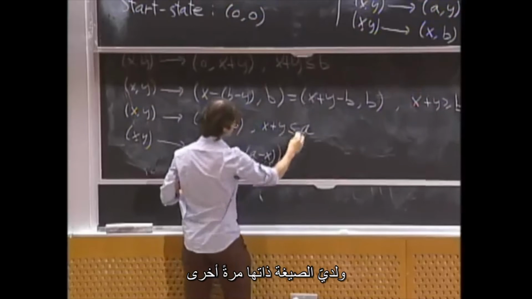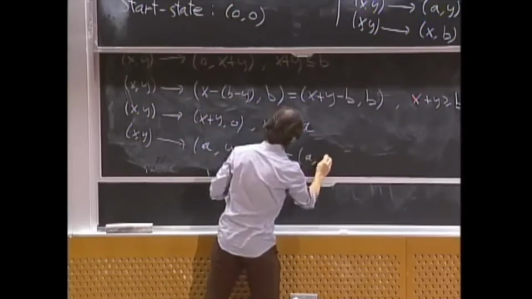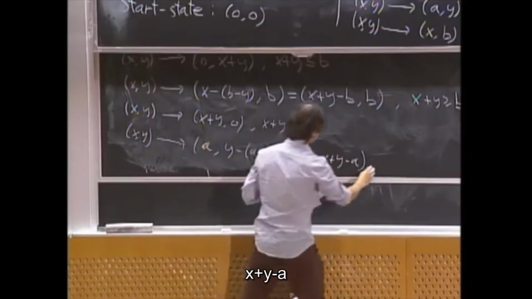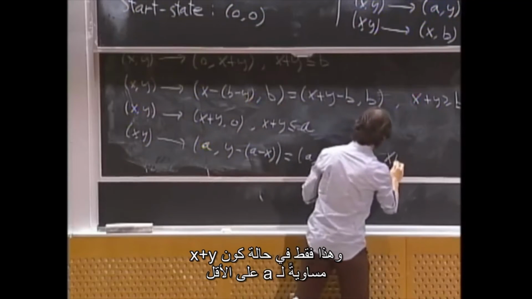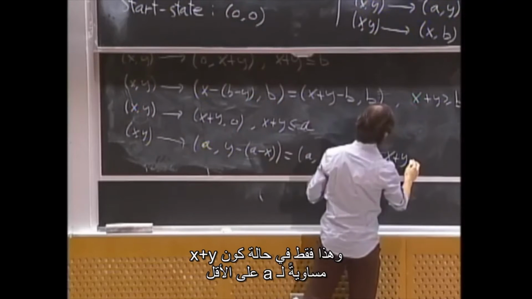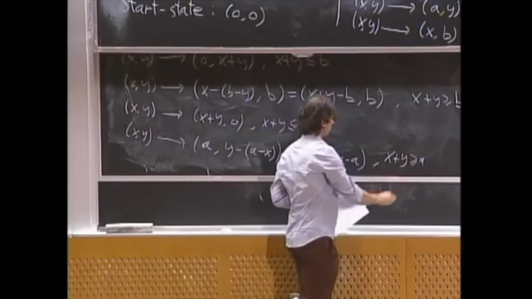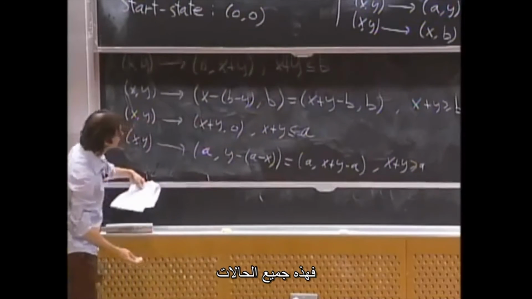And we again have a similar formula, but it now looks a little bit different. x plus y minus a. And this is only for the case where x plus y is at least a. Okay, so these are all the cases.